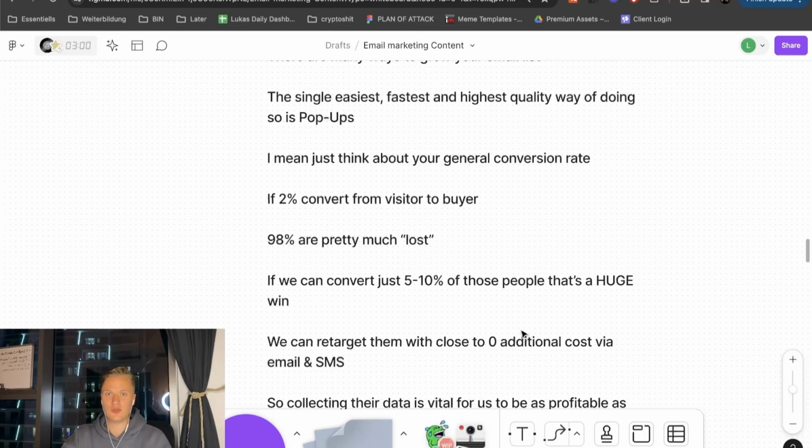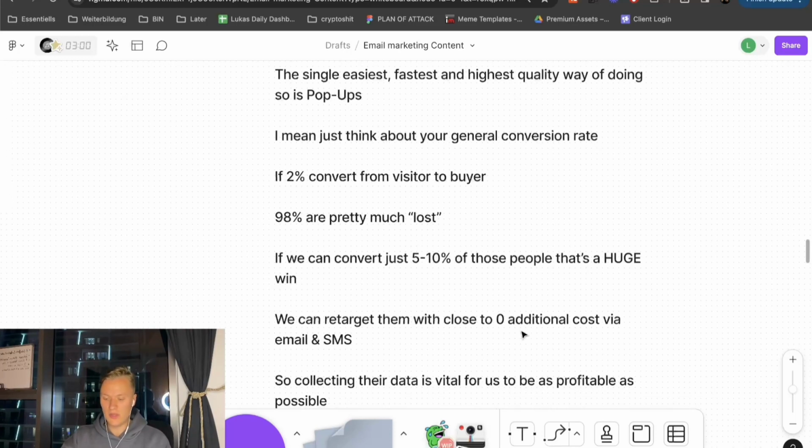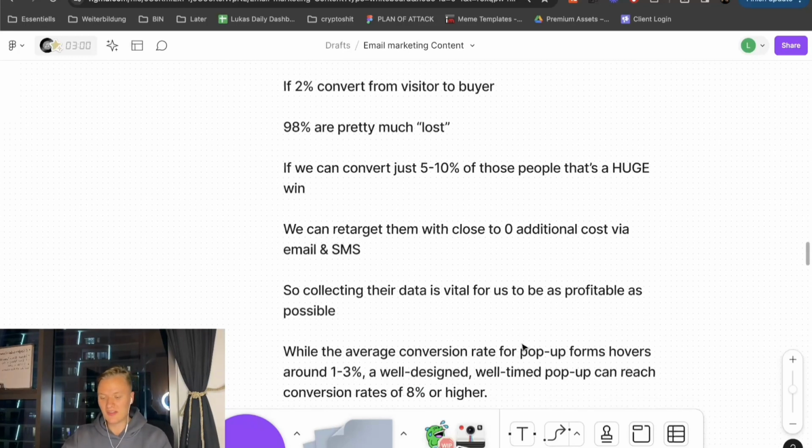And this will help you to enable spending more on ads as well, so you can actually get into a growth stage. If we convert them, not just to buyers at a later stage, but to subscribers, we can retarget them with close to zero additional cost via email and SMS. So collecting the data is pretty vital for us to be as profitable as possible.